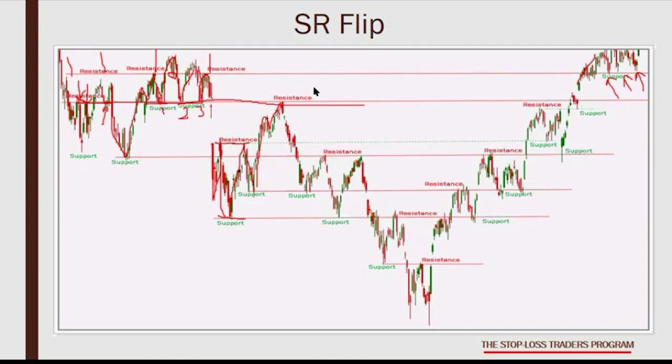On the fourth return, price broke that reaction, that resistance. Then it went up to this resistance. It gave a small reaction and it broke that SR.